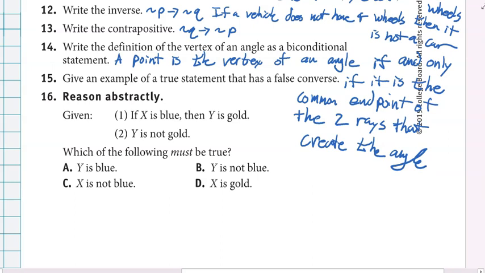All right, for number 15, give an example of a true statement that has a false converse. You could have come up with whatever you want, but I'll keep an easy non-geometry example. If it is raining, then the grass is wet. That is a true statement. If it's raining right now outside, the grass would be wet in front of my house. The converse, though, would be if the grass is wet, then it is raining.